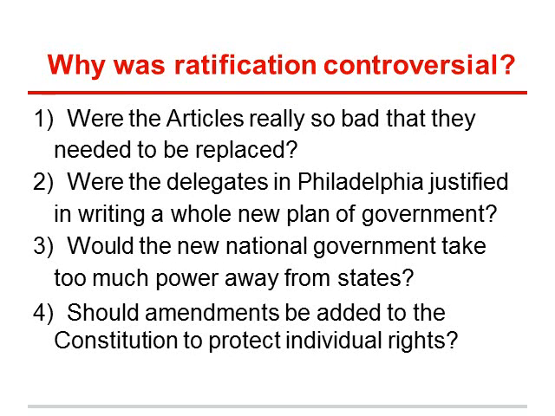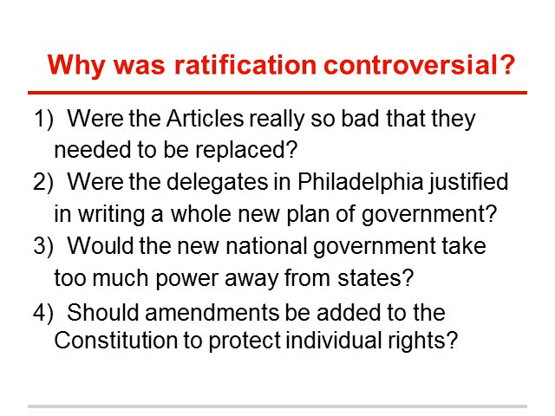Why was ratification so controversial? Well, first of all, people weren't sure that the articles were really as bad as the delegates of the Constitution believed. Were they really so weak that they needed to be replaced, or could the delegates have fixed the articles and revised them? The second question revolves around the delegates themselves, and were they justified in writing a whole new plan of government, or had they really committed an act of treason almost in throwing out the Articles of Confederation in favor of a brand new plan?